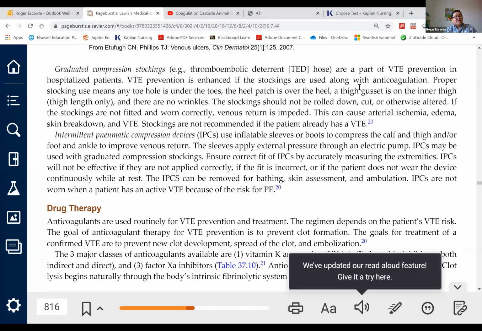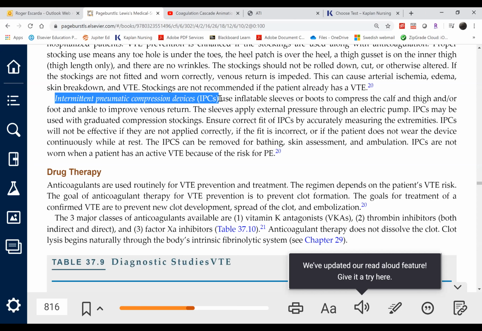These are the leg wraps attached to a machine that alternately inflates and deflates with air. You know what I'm talking about, right? Yeah, I've seen those. We see these usually for post-op patients. They have to wear them. Actually, we put them on all patients, regardless of whether they're surgical or not.